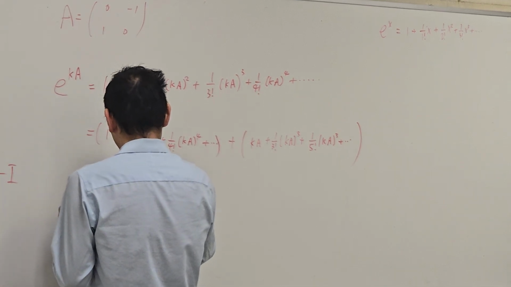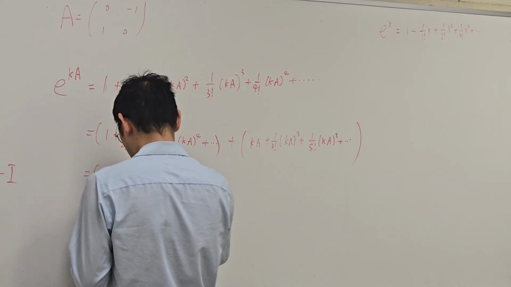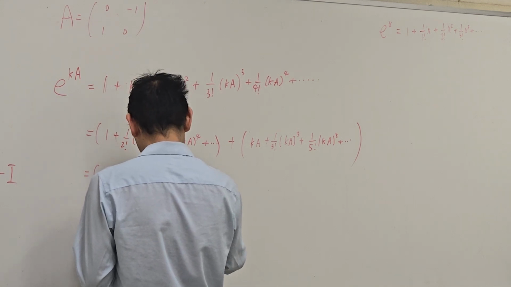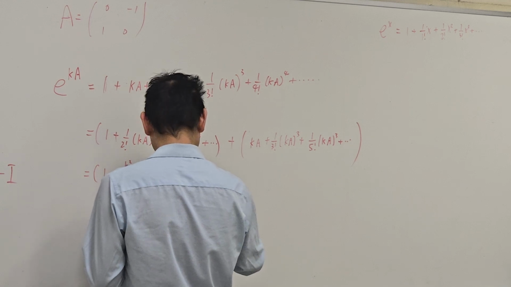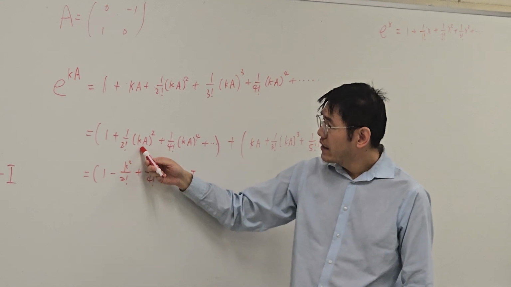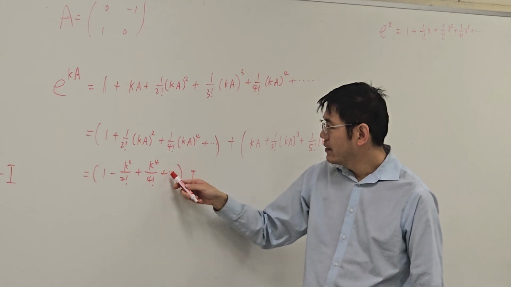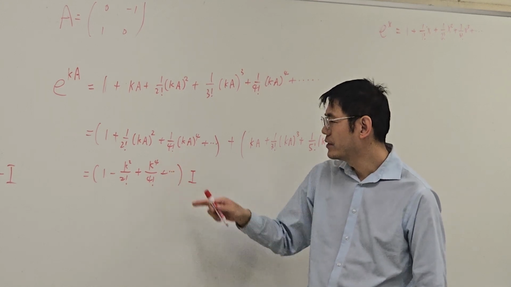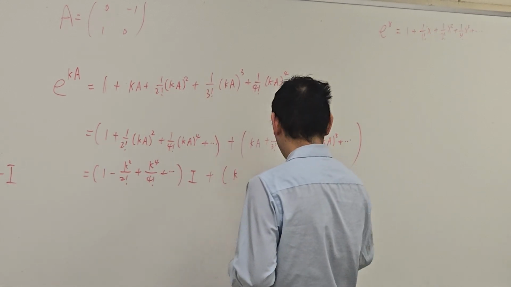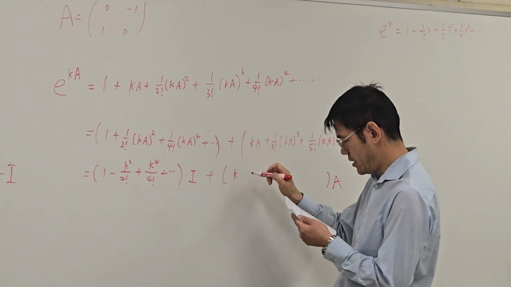And this will become 1, A squared equals minus I, right? k squared over 2, and so on over 4. Do you agree? So the first term gives me I, the second term gives me minus I, this term gives me plus I again, and then this term is minus I. And this one gives me, I will take A out, this one gives me k, this term gives me k.